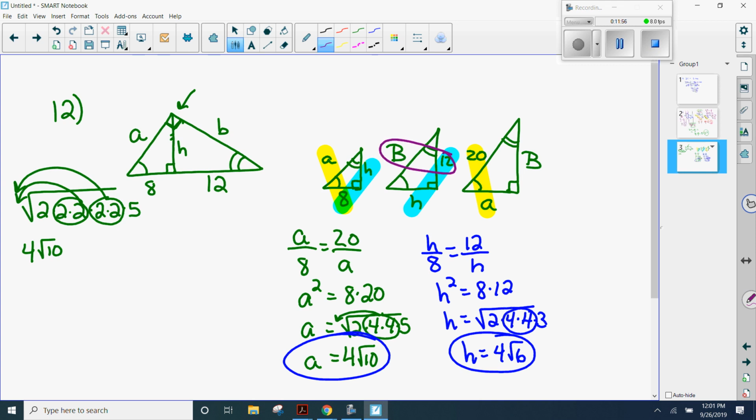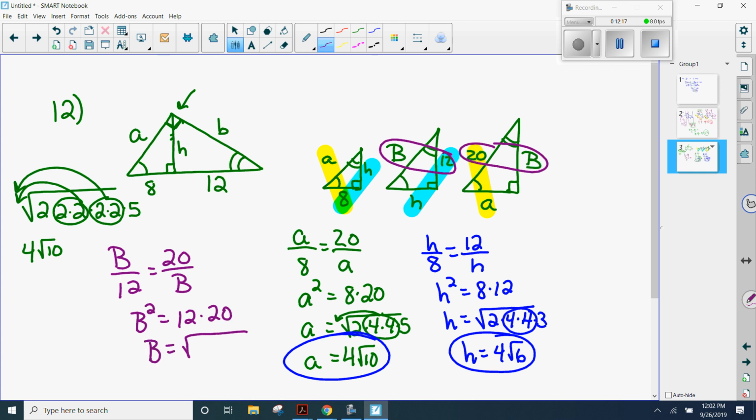Now you go to this last one, which is right there. So you have B over 12 is equal to 20 over B. Cross multiply. B squared is equal to 12 times 20. B is equal to the square root of 12, which is 3 times 4, and 20 is 4 times 5. You bring out your 4's. You're left with 3 and 5, which is 15. And you have your B value.